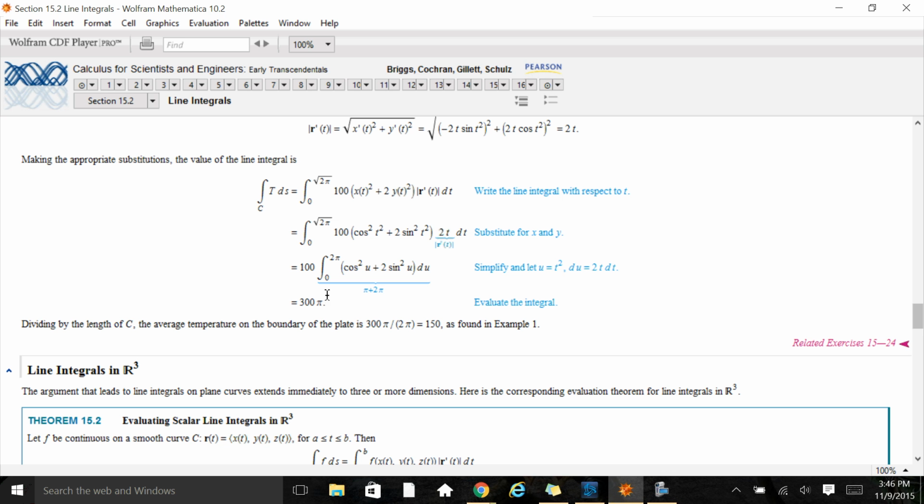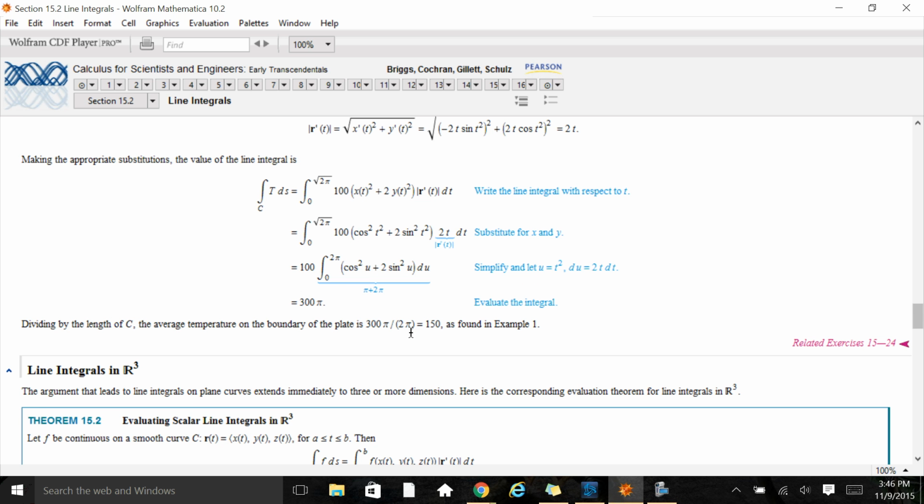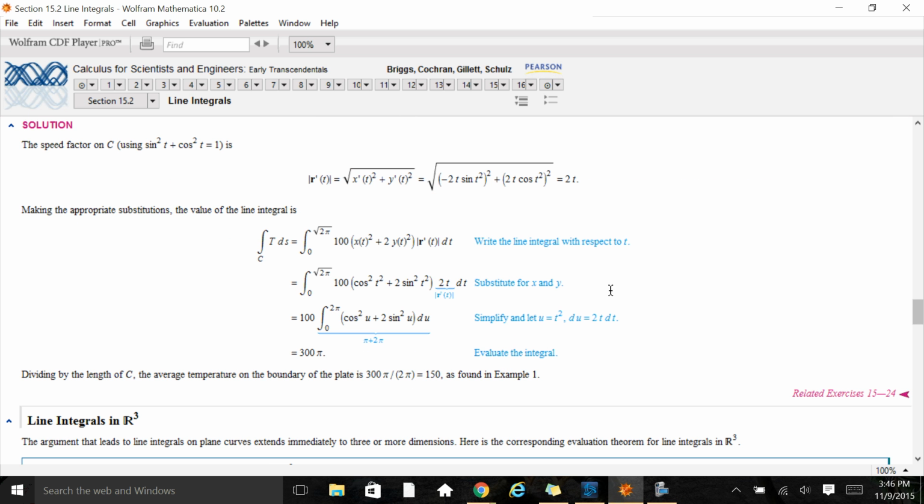If we wanted to find the average temperature on the boundary of the plate, you could divide by the length around the boundary, which is a circle of radius 1. So that's 2 pi. We do 300 pi divided by 2 pi and find that the average temperature on the boundary is 150.